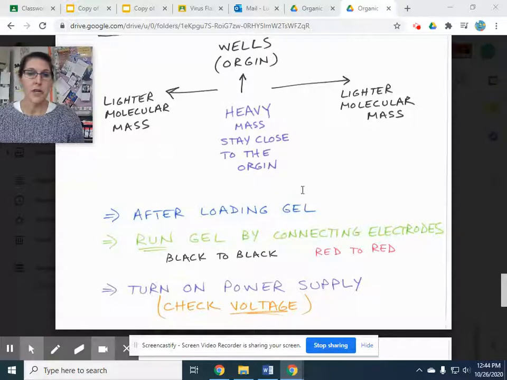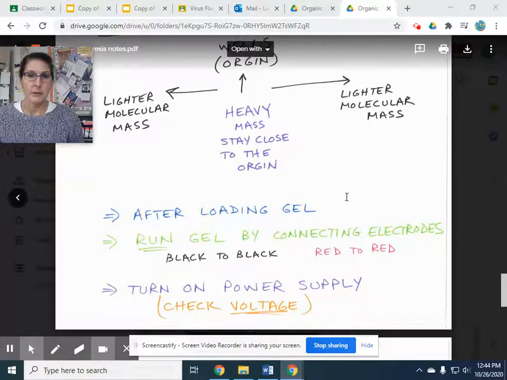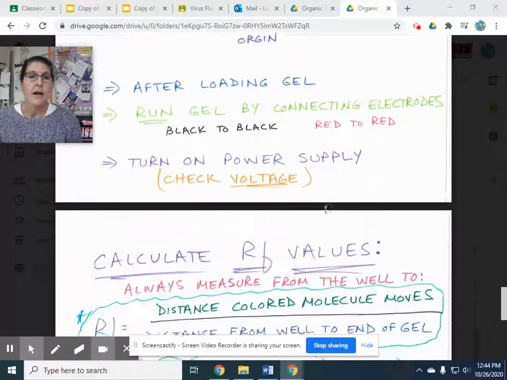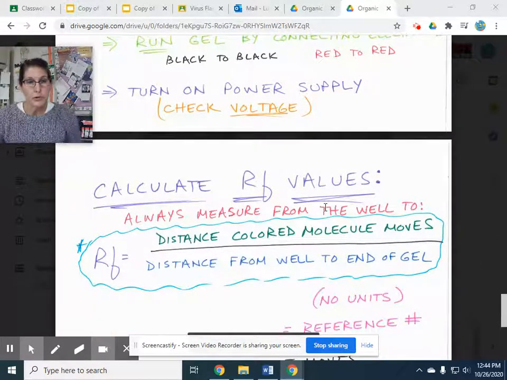So after loading the gel, we run the gel. We connect the electrodes, black to black, red to red, and we turn the power supply on. I'll give you guys a number for all that. And eventually we're going to pull those gels. When it's completely done, I'll give you guys a time for that. It might be 20 minutes.